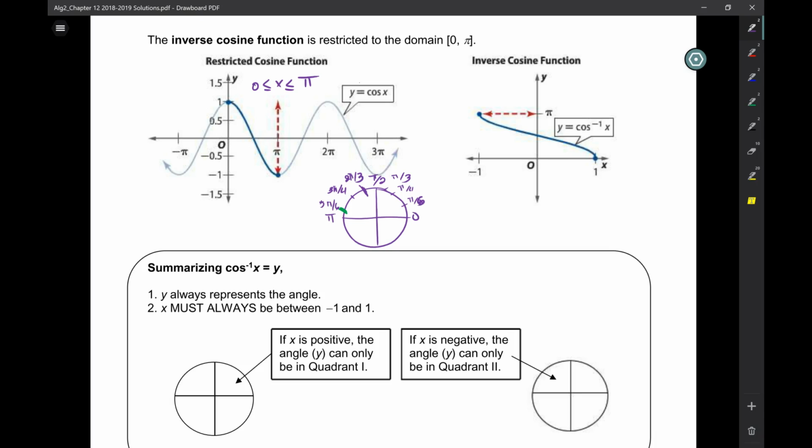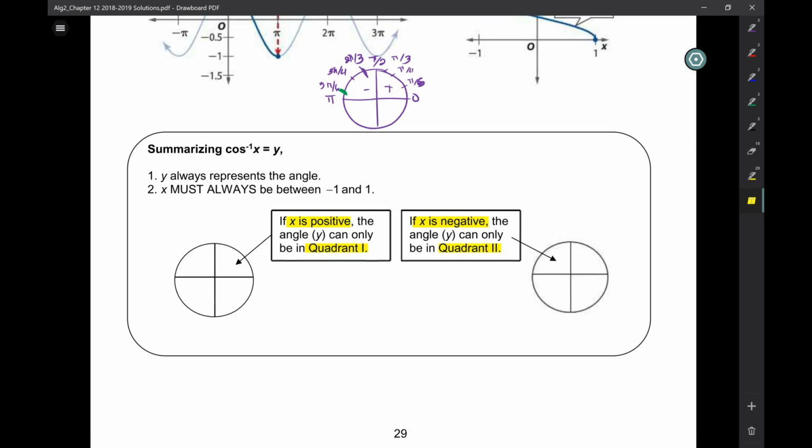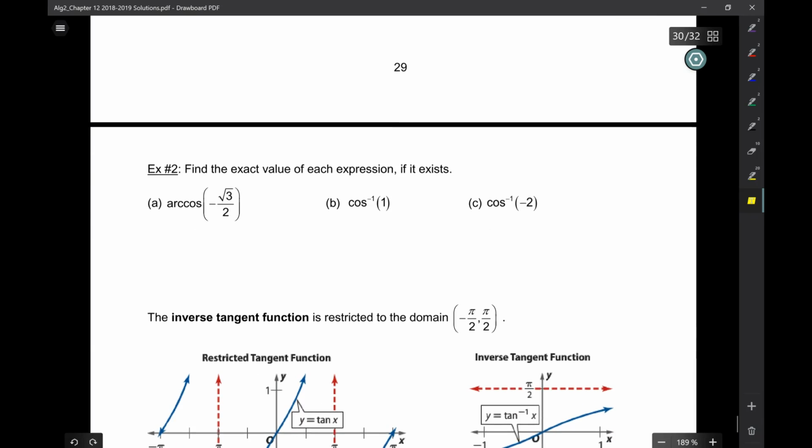Okay, this is the cosine. In the first quadrant, is cosine positive or negative? Positive. In the second quadrant, is cosine positive or negative? Negative. So if x is positive, the angle can be in quadrant 1. If x is negative, it could be in quadrant 2. All right? So for sine it's 1 and 4. For sine it's 1 and 4. And cosine is 1 and 2.